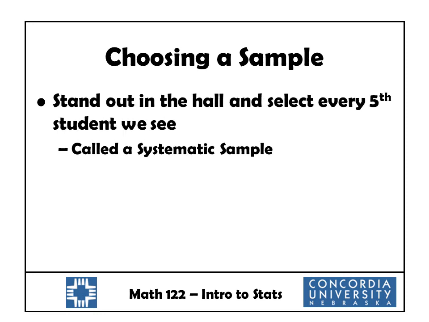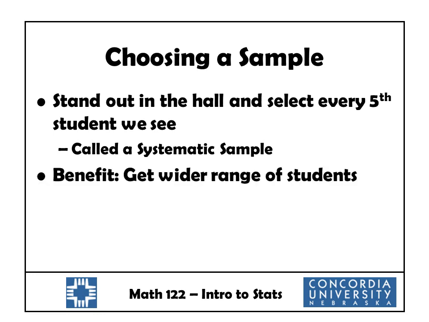Okay. Another way we might do it is to stand out in the hall and select every 5th student we see until we collect maybe 50 or 60 students. This is what we call a systematic sample, because we are collecting our sample in a very systematic way. Now again, the benefit is we get a wider range of students. It's not just students from one type of class, it's students just walking out in the hall. So it's probably a better representation of our population.